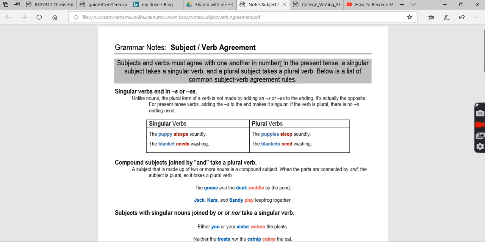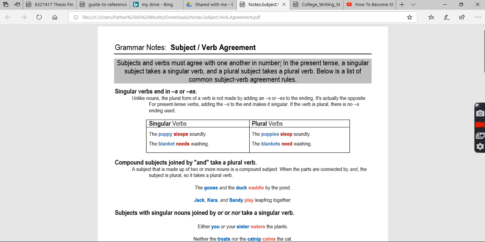Now, since most of these notes are about the number, let me clarify how your verbs agree with the person. Now, in English, we have three persons: first person, second person, and third person. I and we are first person, you is second person, and he, she, it, and they are third person. So our verbs have to agree with the subject in person.